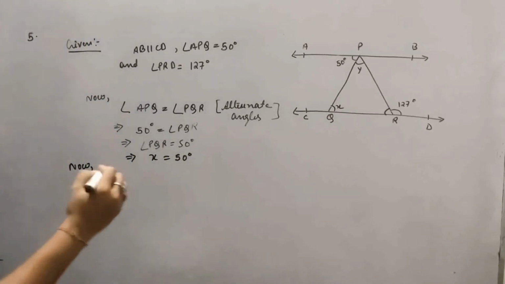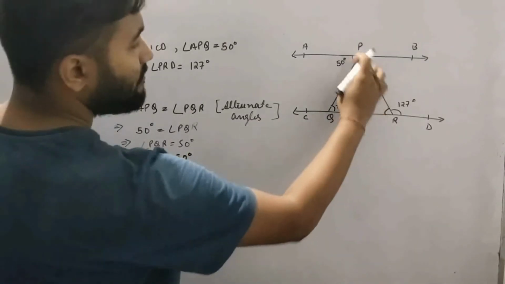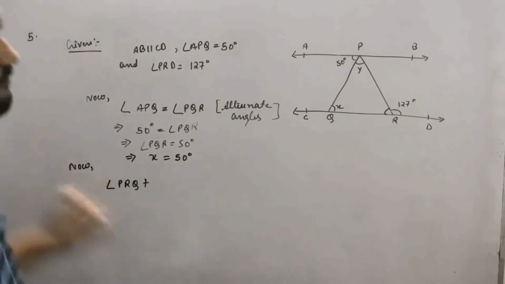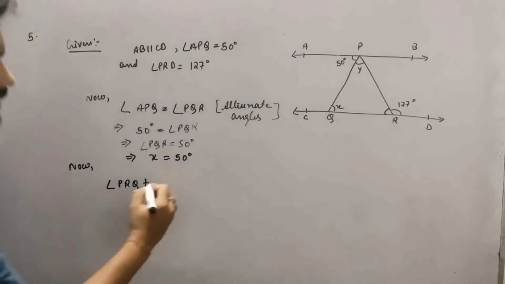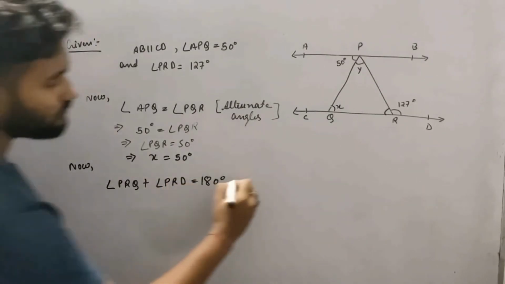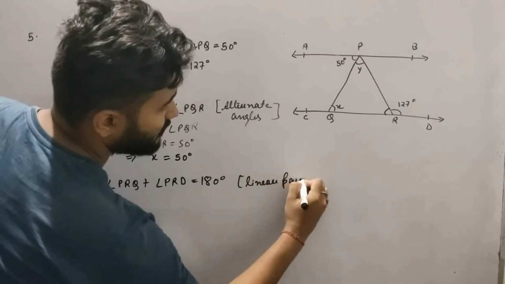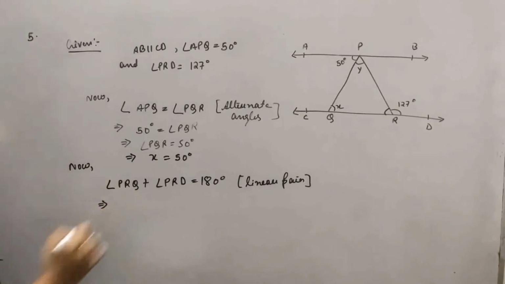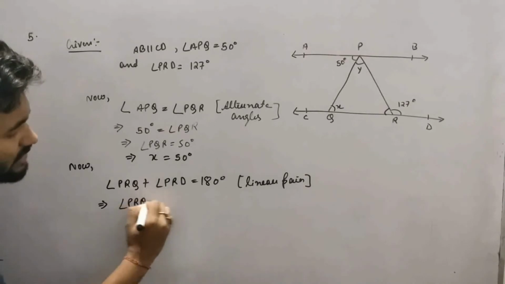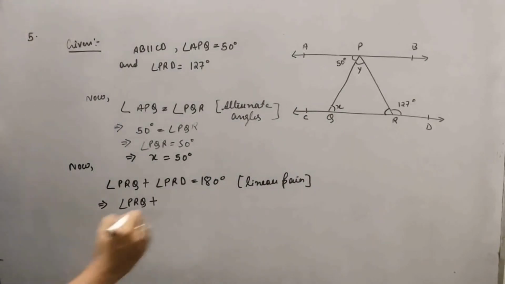So it is a linear pair. Now at first I need this angle. What is the name of this angle? PRQ. Angle PRQ plus angle PRD will be equal to 180 degree. The reason is linear pair. So you solve this one. What is the value of angle PRQ? Sorry, PRQ we will find. So angle PRQ will remain as PRQ only. What is the value of angle PRD? PRD is how much? 127 degree.